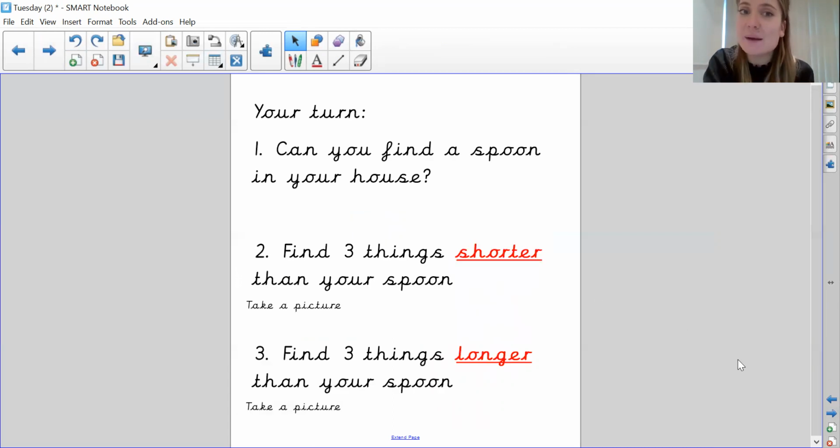Good. Okay, so your turn now. I want you to have a go at finding a spoon from around your house. Then your next step is to find 3 things that are shorter than your spoon. And I want you to take a picture of those 3 things, okay? And next to the spoon, see if you can remember to line them all up, okay? And then our last thing you're going to do is find 3 things that are longer than your spoon and take a picture of those as well. So do you think you can do that? When you've done it, post it on Tapestry.